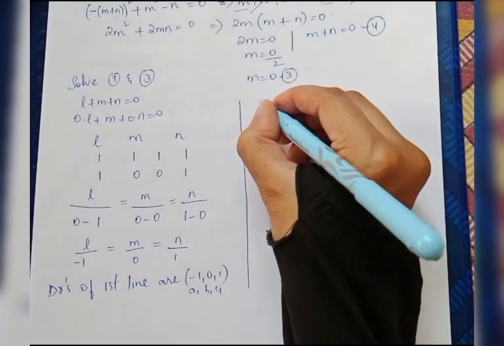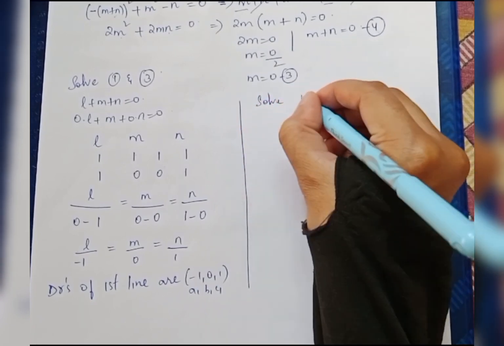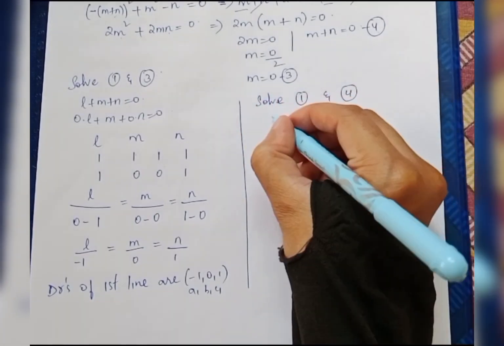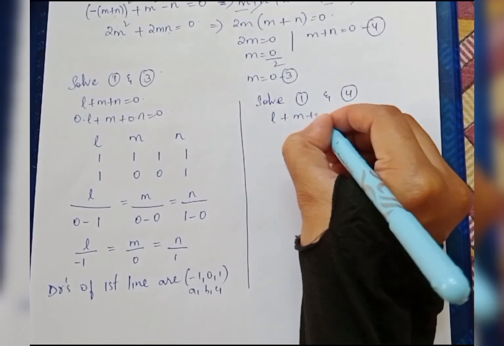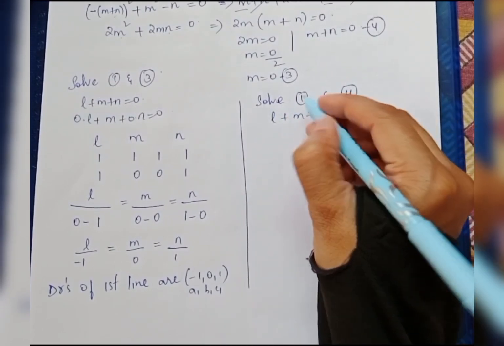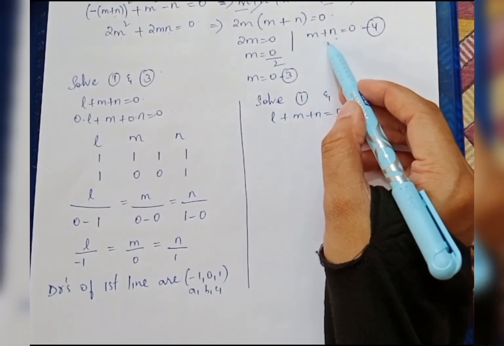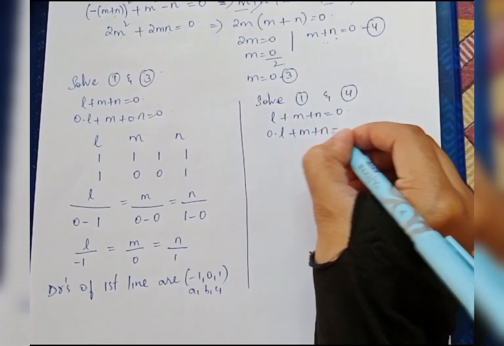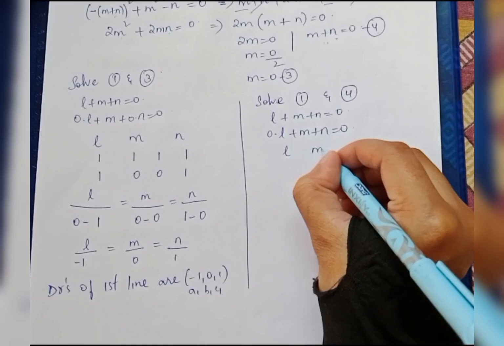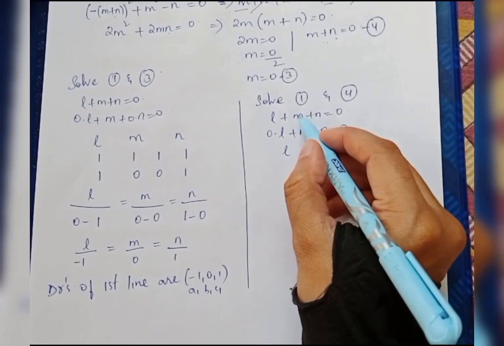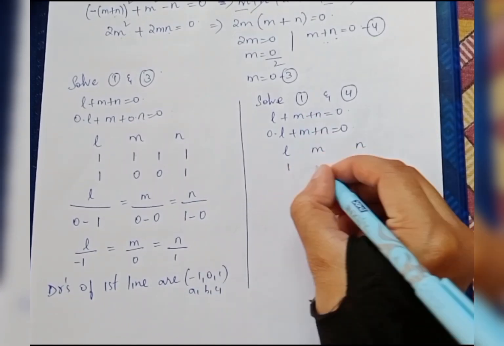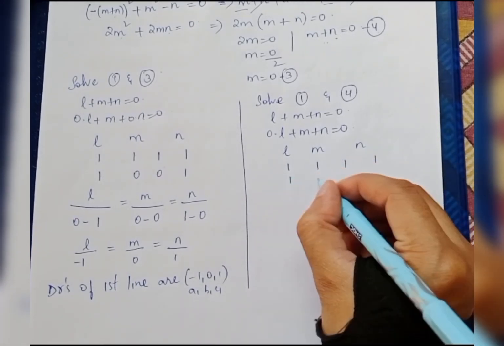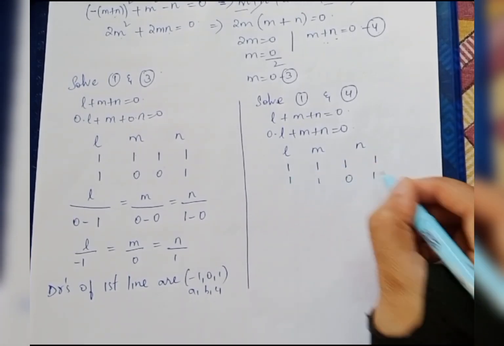Similarly, solving 1 and 4. So l plus m plus n is equation 1, and the fourth equation is this. There is no l term, so 0 into l plus m plus n equal to 0. So it is l, m and n. Again the coefficient of m is 1, n also 1, l also 1, and again m is 1, n is 1, l is 0.